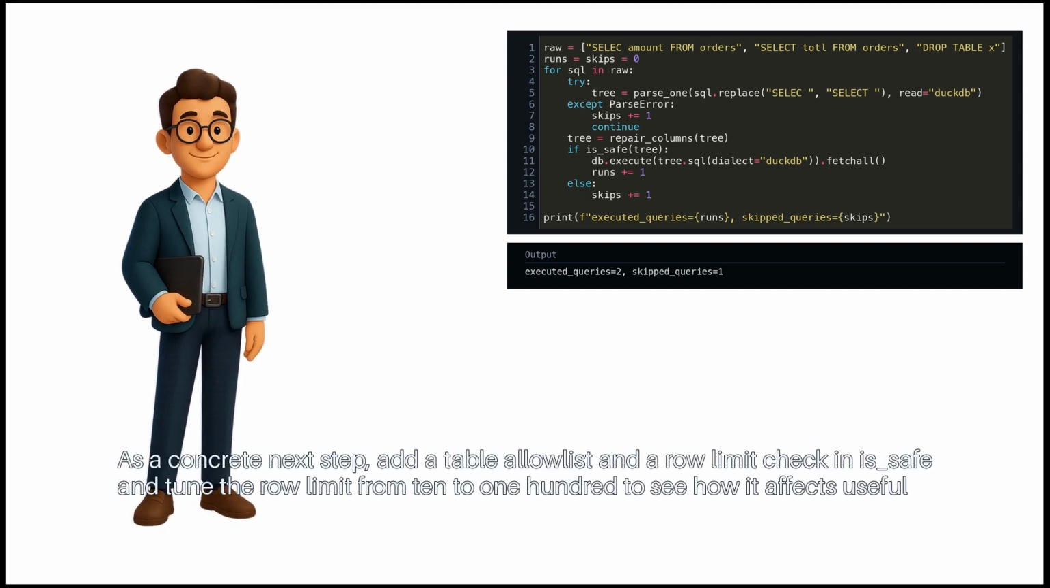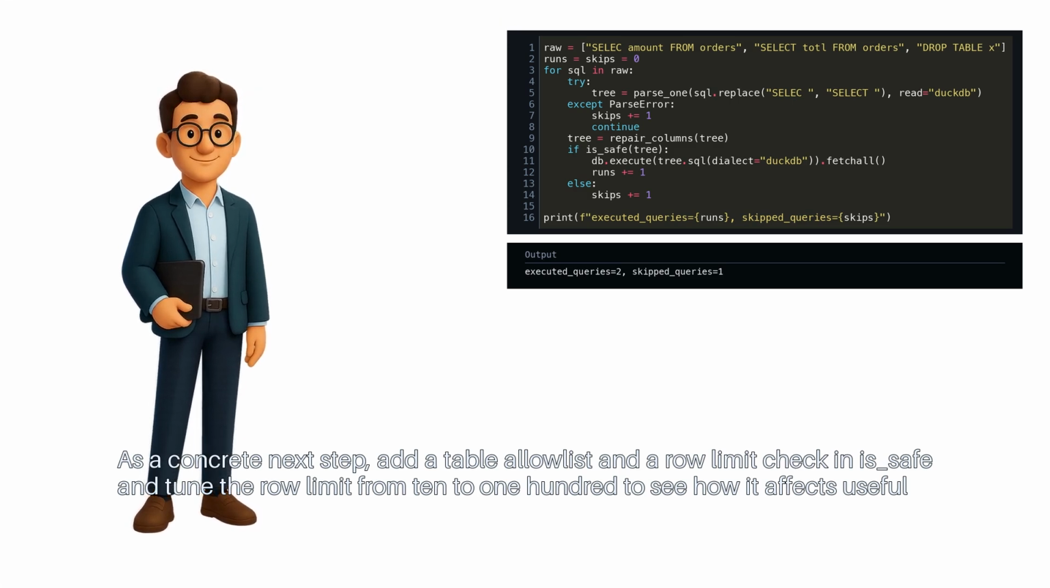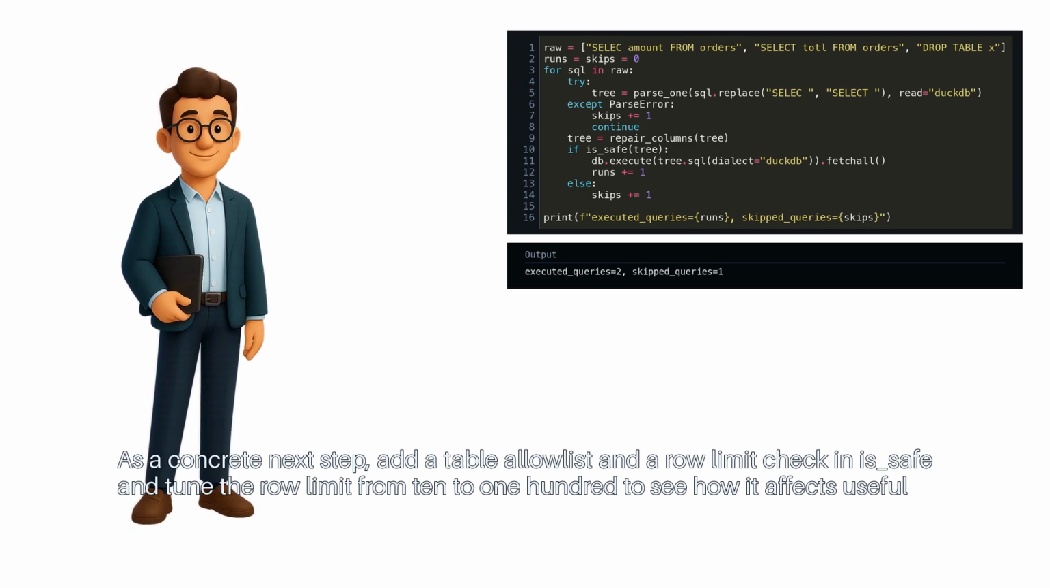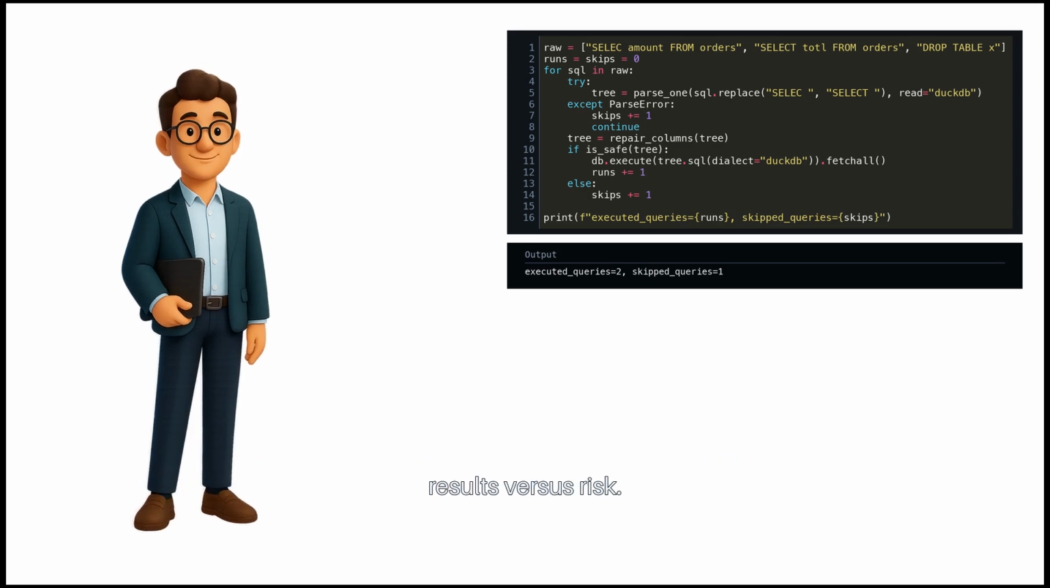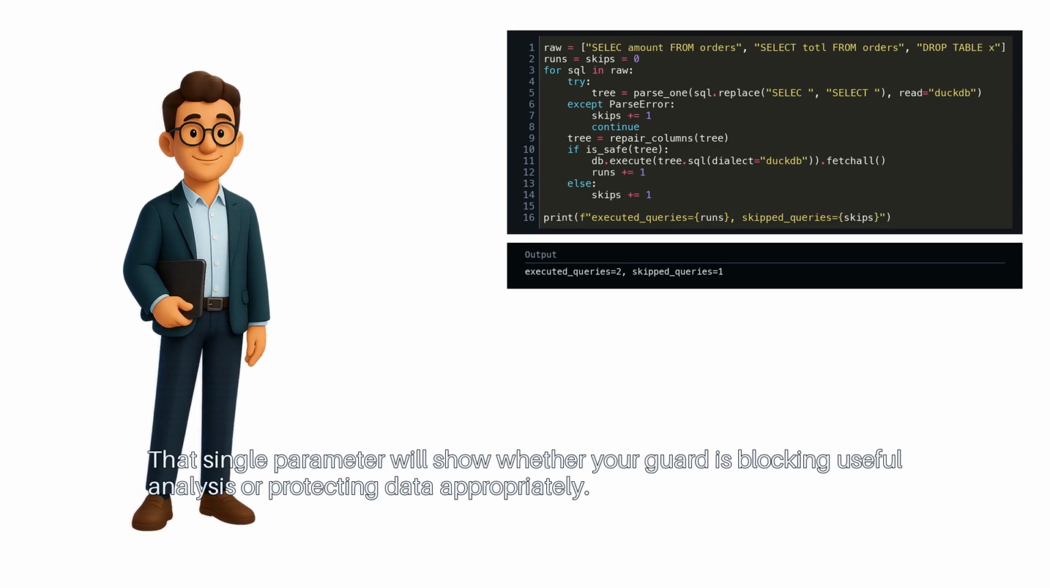As a concrete next step, add a table allow list and a row limit check in is_safe, and tune the row limit from 10 to 100 to see how it affects useful results versus risk. That single parameter will show whether your guard is blocking useful analysis or protecting data appropriately.